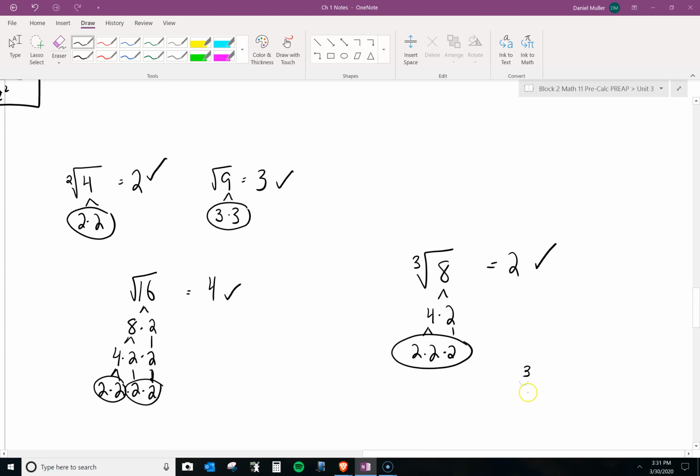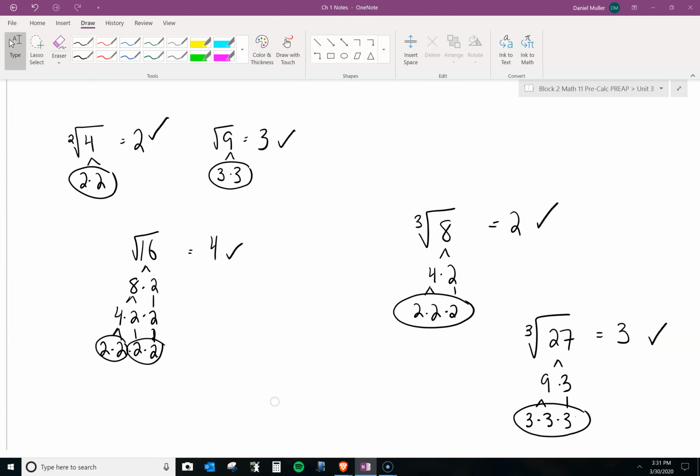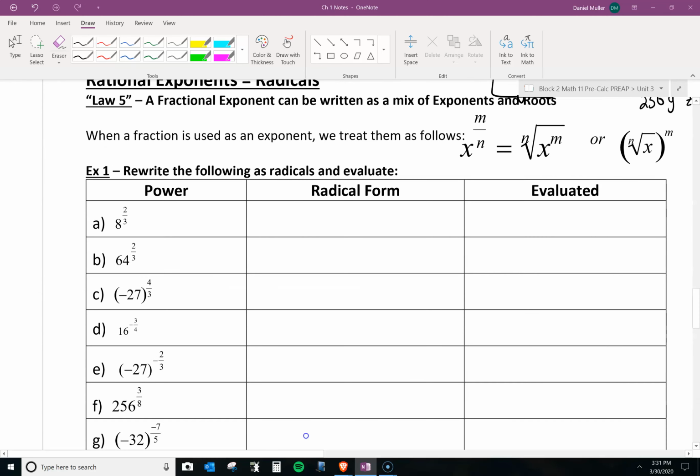Or if you had the cube root of, I don't know, 27. And so you could break that down. That's going to be 9 times 3. 3 times 3, carry that down. There's a group of 3's because I'm getting them into triples. So I got a group of 3's, and that's everything. So the answer is just 3. So it's good to just know that as we get into something like this.